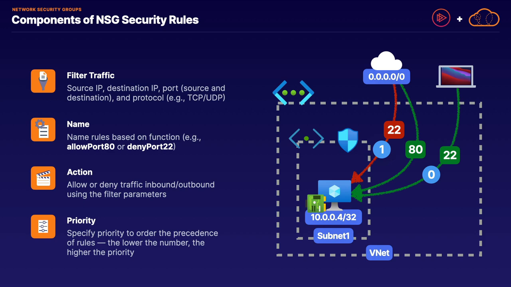Now, the priority numbers are not 0 and 1, but I'm just using this to conceptualize your understanding of assigning a lower priority number to establish a higher priority in the order of operations when evaluating these rules.